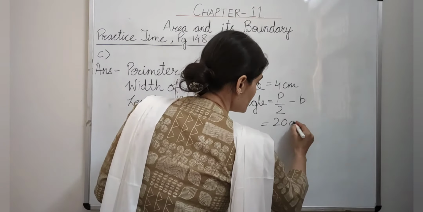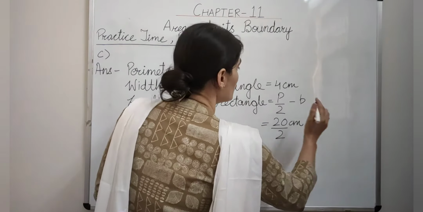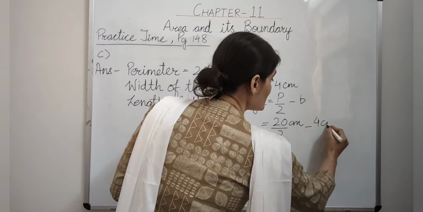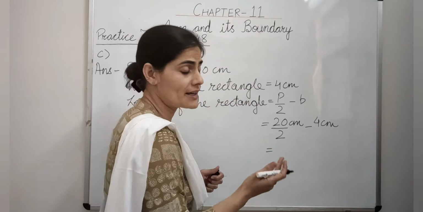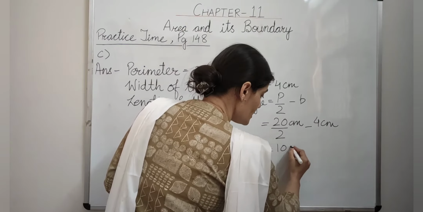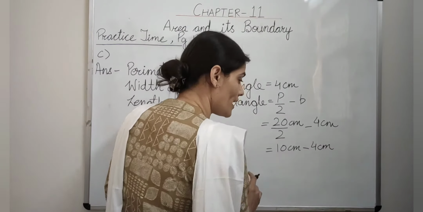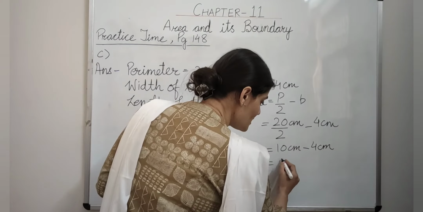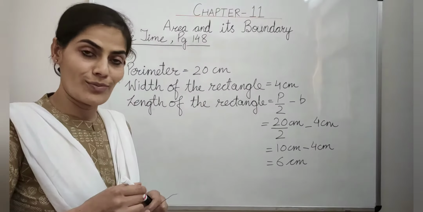20 centimeter divided by 2 minus width was 4 centimeter. So half of 20 or 20 divided by 2 will give us 10 centimeter. From 10 centimeters, I'm going to subtract 4. My answer will be 6 centimeters, everyone.